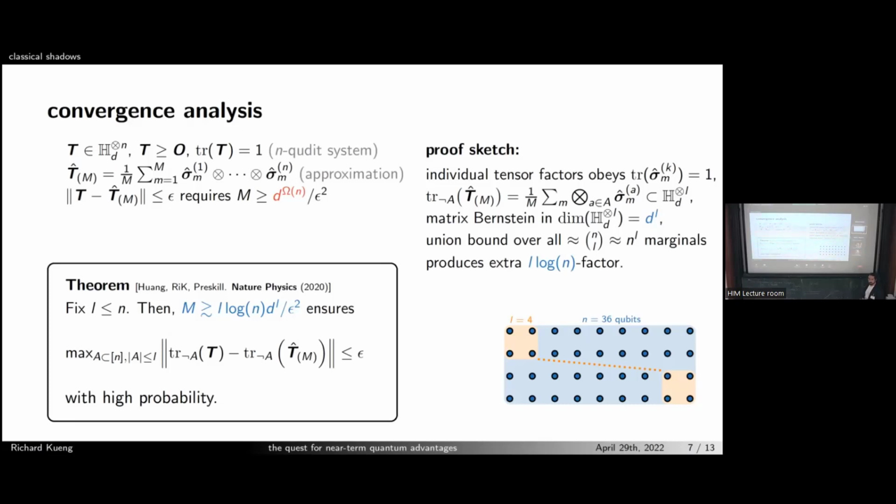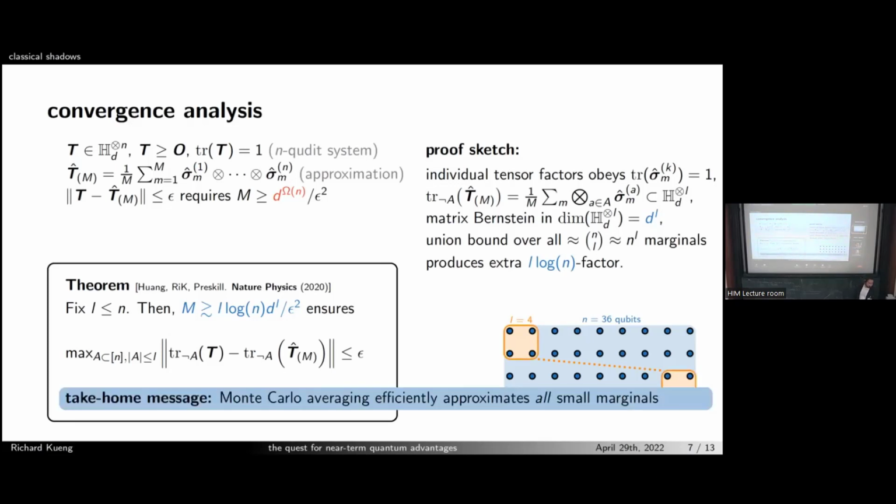Okay. And once you think about it, it's actually pretty elementary, but it tells you that if you actually think a bit about what you want to know of your quantum computation, you can, for example, efficiently extract all 4 body marginals. And maybe this is enough for the computation you have in mind. And in practice, it often is. And yeah, the take-home message is this type of Monte Carlo averaging is designed to interpolate between something that is easy on the quantum side and something that is easy on the classical post-processing side, because you have these elementary tensor products, and you can use them to efficiently approximate all small marginal correlations.